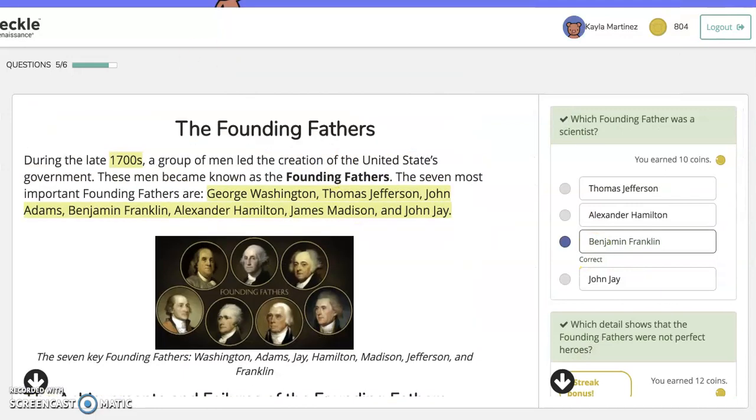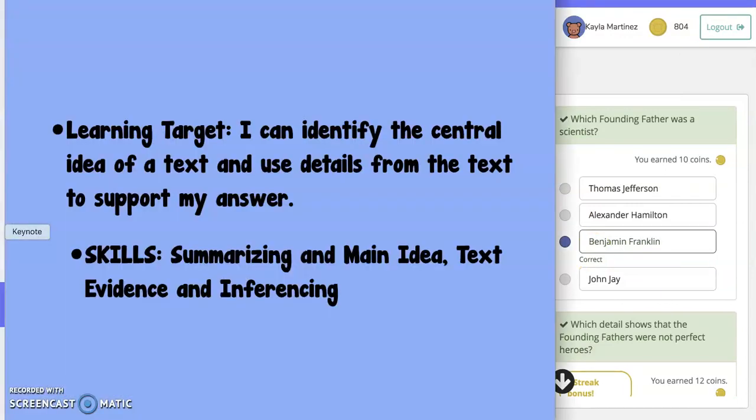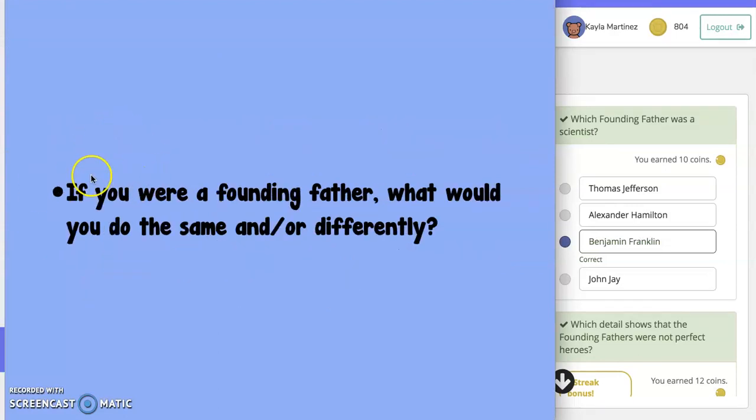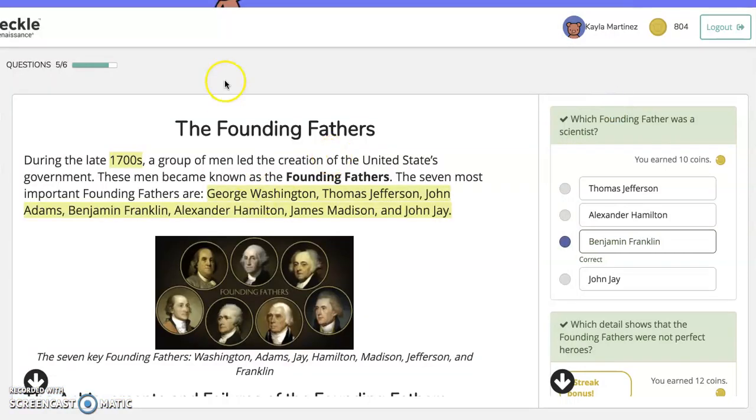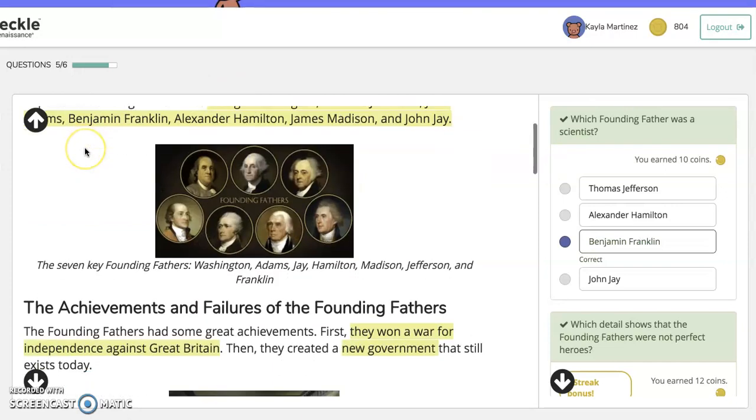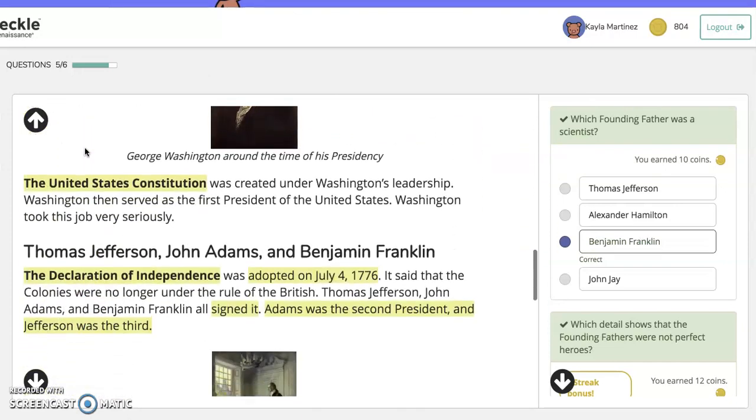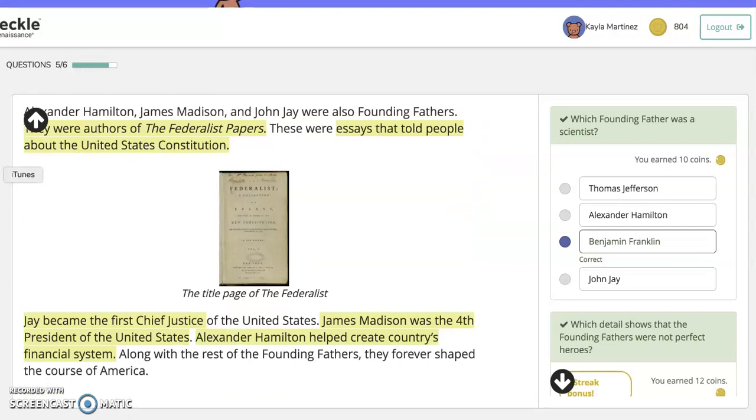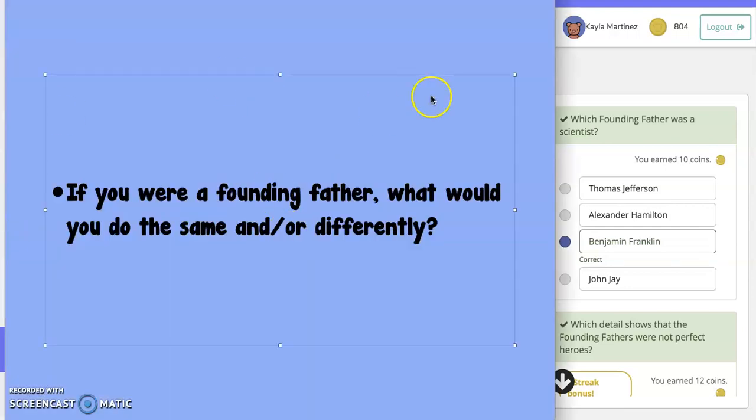That's the whole thing. Now here is your writing assignment for the day. The question is, if you were a founding father, what would you do the same and or differently? What would you do the same as they did or differently in order to help our country be created? Make sure you're using details from the text. You can always rewind the video to see and read through it again. It's all here for you. So make sure that you are using key details from the text to support your answer.